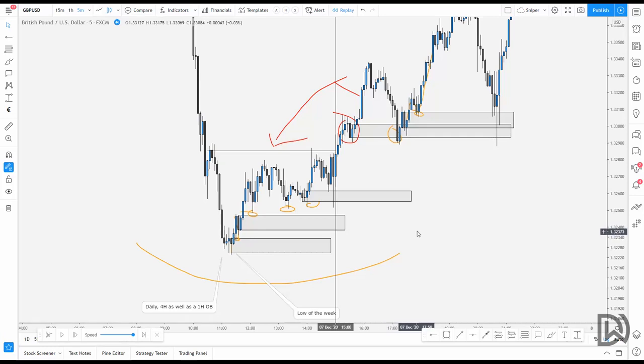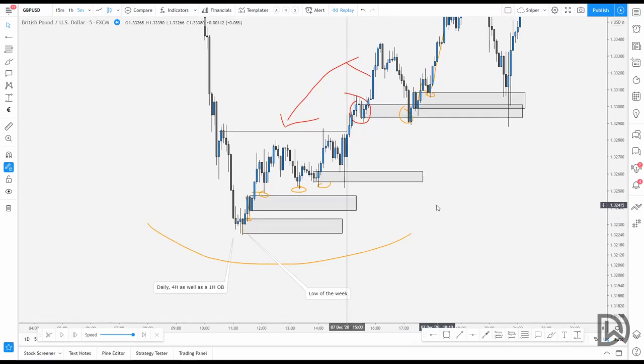For now, if you can just take this home, we're looking for our daily, 4 hour, 1 hour, all of those zones to overlap. We're looking for confluences on all of those time frames, and that will aid us in getting a high probability trade, get us the best risk to reward, and help us to maximize our profits.